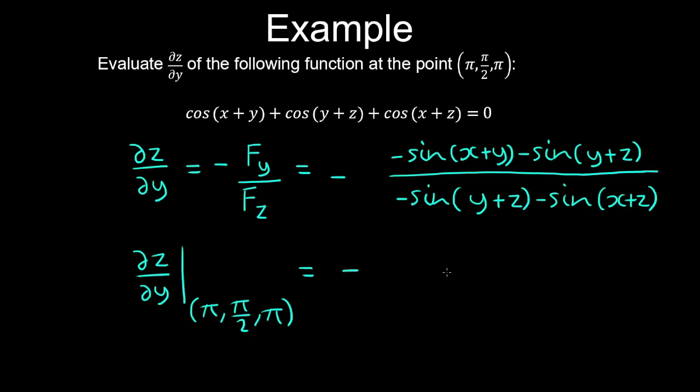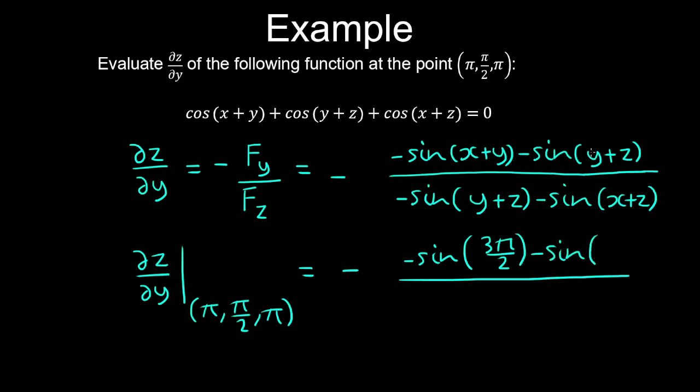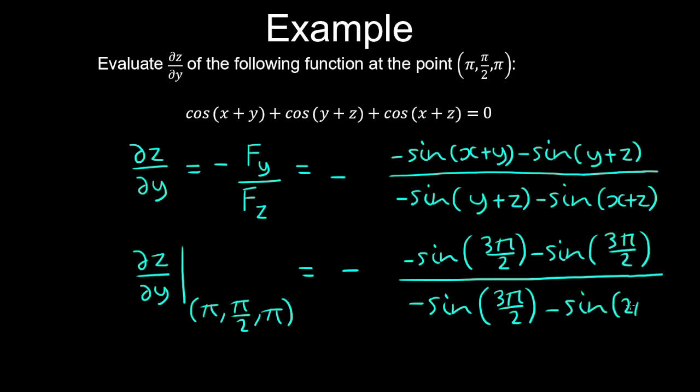we have the negative of minus sine of pi plus pi on 2, which is 3 pi on 2, minus sine of pi on 2 plus pi, which is also 3 pi on 2. And in the denominator, we have minus sine of pi on 2 plus pi, which is also minus sine 3 pi on 2, and minus sine pi plus pi, which is minus sine of 2 pi.